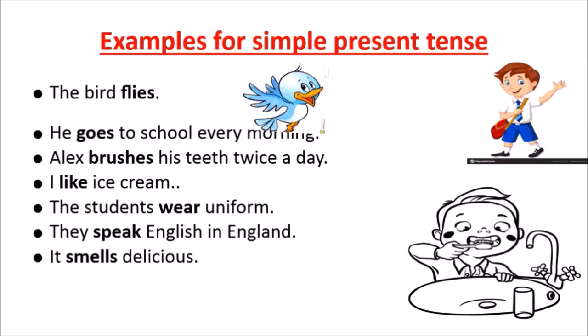So it here refers to the third person singular. So that's why we have written smells. We have added s to the verb. So that's what we call the simple present tense. Are you all clear?